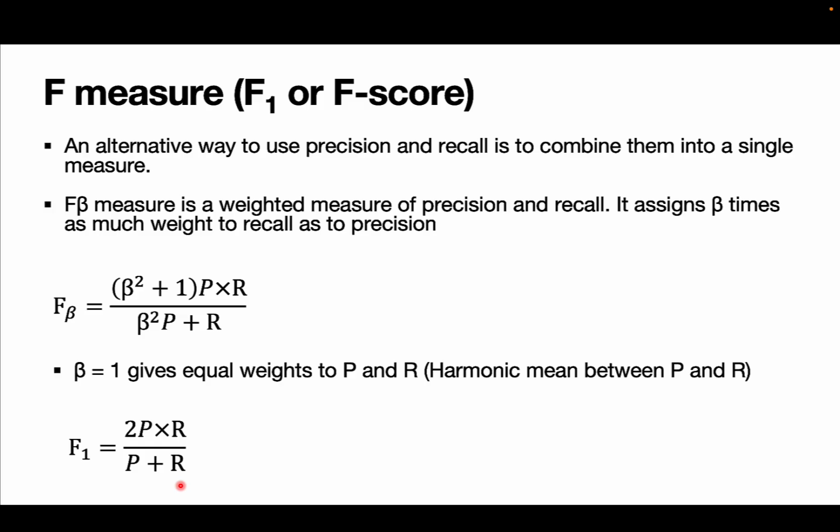However, in some cases, precision might be more important than recall or vice versa. So there is a generic formula for it, which is the F measure with the beta parameter. We can tweak this beta parameter. If beta is greater than 1, then we give more weight to recall, which is more useful in medical diagnosis. And if beta is less than 1, this gives more weight to precision, which is helpful in search engines.